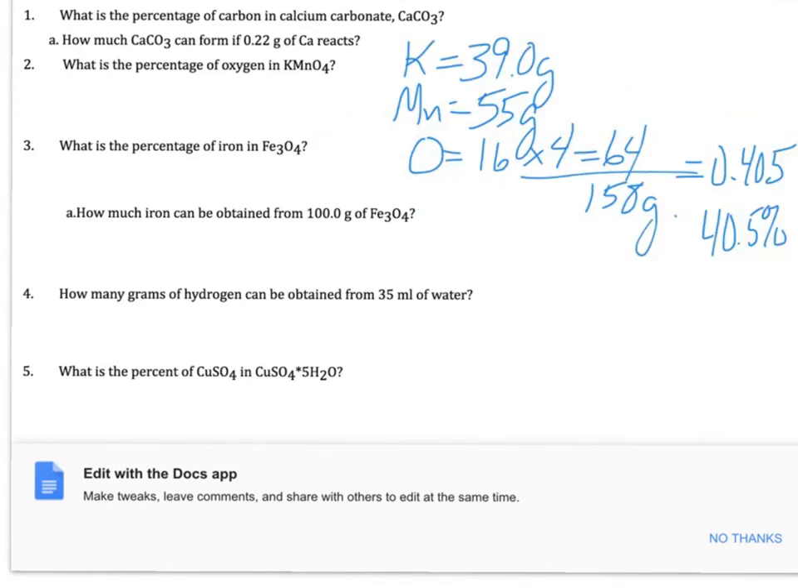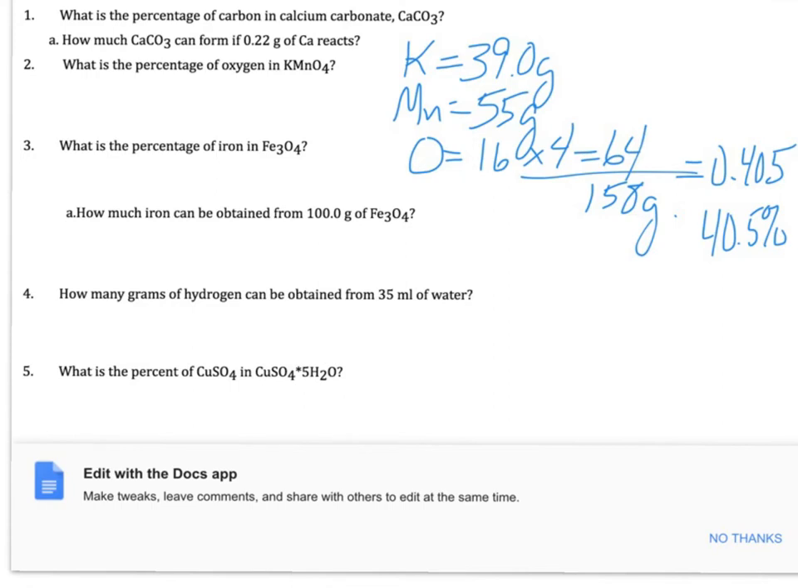Okay, so the next one, what is the percentage of iron in Fe3O4? So again, we're going to do the same thing. We're going to say Fe. We'll look up that mass on the periodic table, and that is 55.8. We can round up to 56. Oxygen is 16. Then we multiply them by the numbers. So Fe is 3, oxygen is 4.